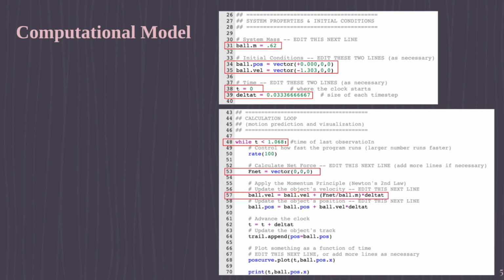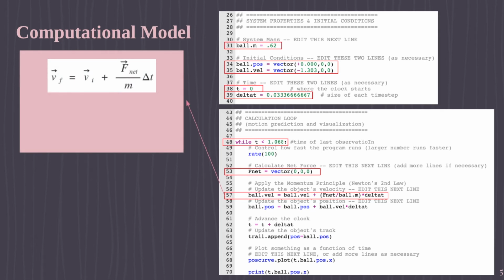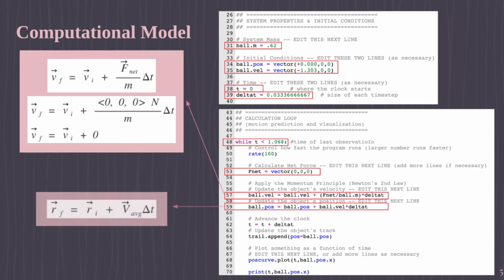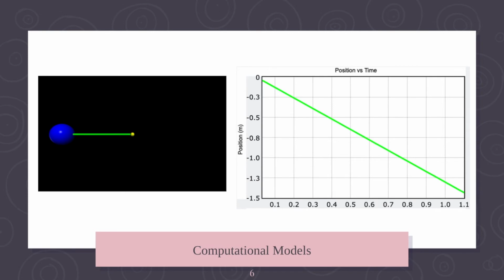Line 57 has been modified to display Newton's second law. Note that since the net force vector is set to 0, 0, 0 newtons, the mass of the ball is negligible. Additionally, the final velocity is equal to the initial velocity, so the velocity is constant. Lastly, line 59 has been modified to display the position update formula. The code generates this model and graph of the ball traveling at constant velocity.